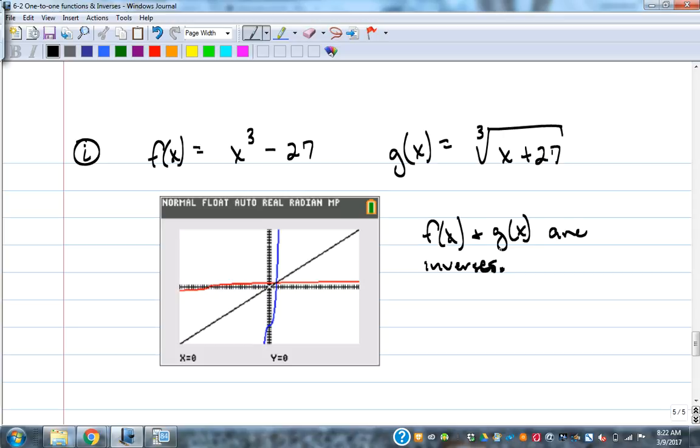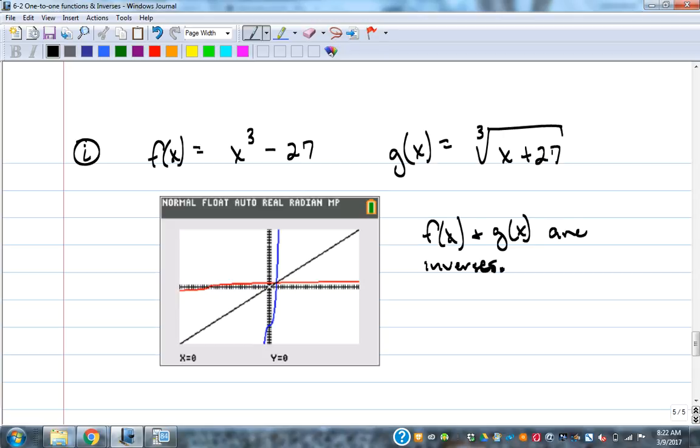So hierarchy of how inverses are verified: algebraic's the best way, no doubt. You work out the math. If it equals x, they're inverses. If it equals anything else, they're not. Algebraic's the best way. Graphically, it's possible, but not the best of ways.